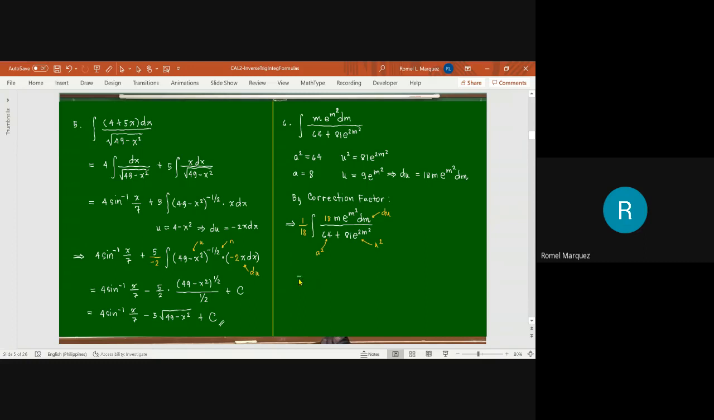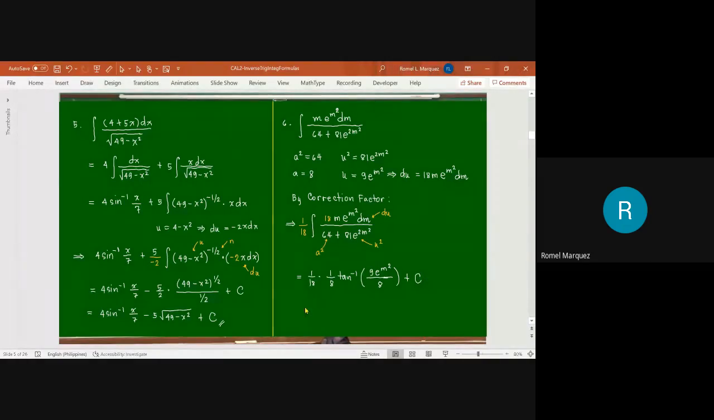1 over 18 times 1 over a. But what is a? 8. So, inverse tangent of u. So, what is u? Not me, not even the real u. So, what is u here? 9 e to the m squared, right? Over a, over 8. Then, plus the beautiful c.